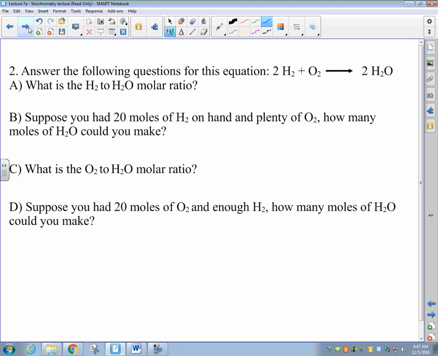All right, now the first question I have here for you is a mole ratio question. What is the mole ratio of hydrogen to water described by this balanced chemical equation?